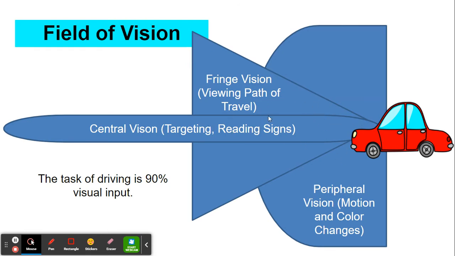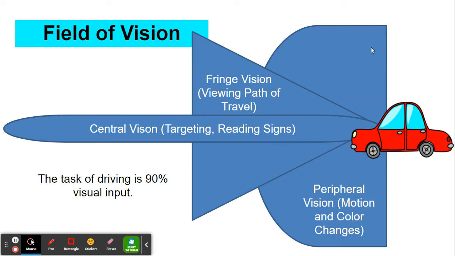And then you have your central vision, which is right there, focused really well. If you have your hands in front of you, you can see the little wrinkles in your fingers, and whether or not you need to clip your fingernails. That is our central vision. That's for targeting. That's for reading signs. Fringe vision is for viewing a path of travel, so we get the big picture of what's going on.